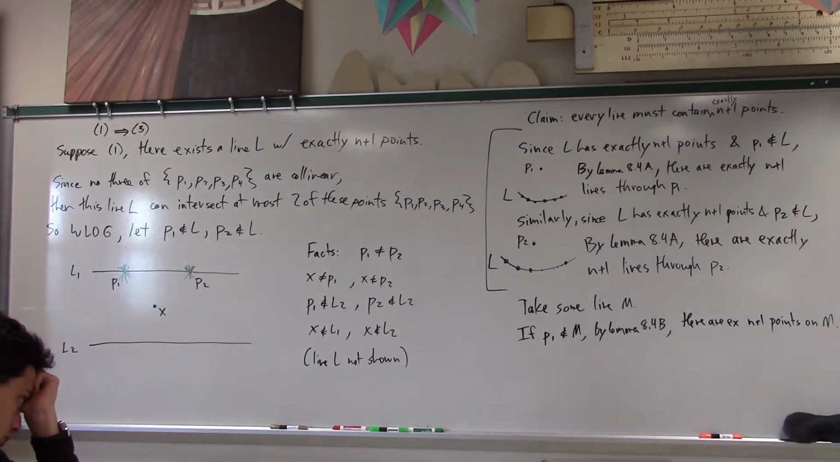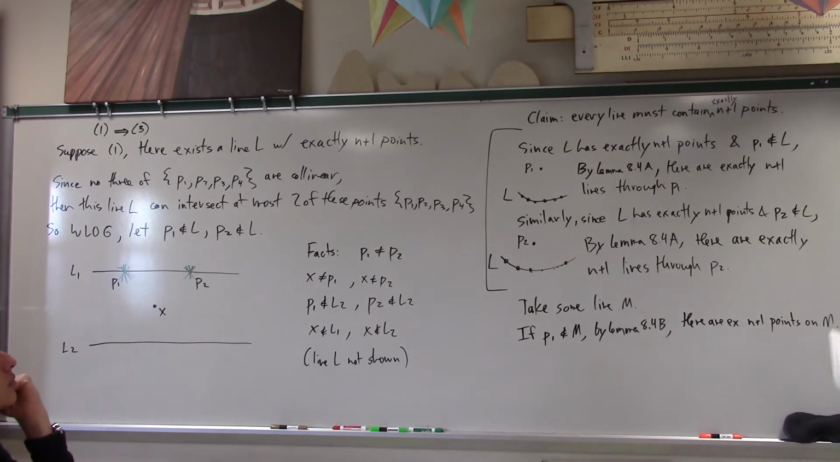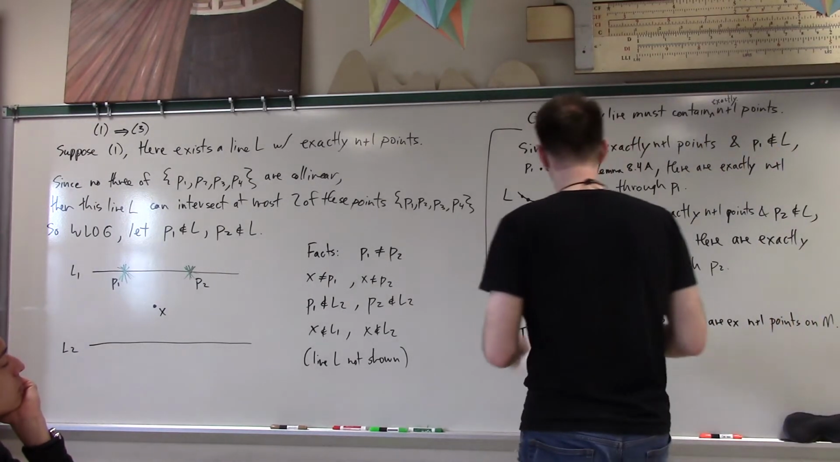Alright, that's pretty easy. In other words, I'm trying to show that every line has n plus 1 points. Well, for starters, any line that doesn't go through P1 does. Agree? Okay. Are we cool? Yeah. Okay, now, next.